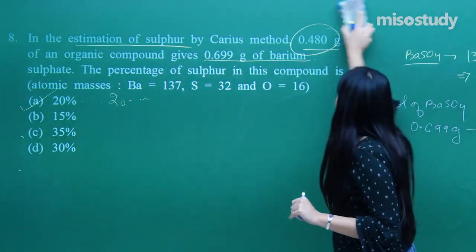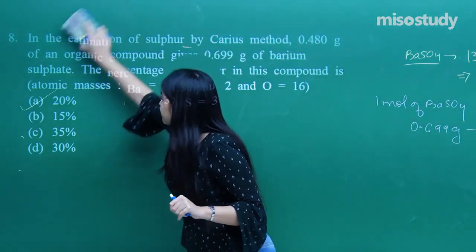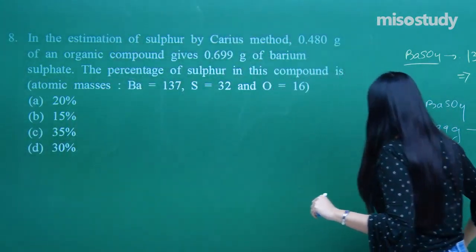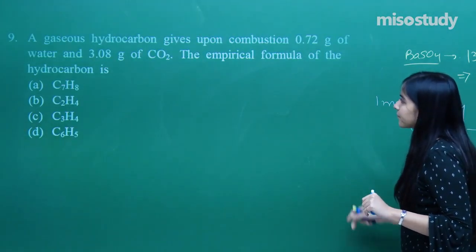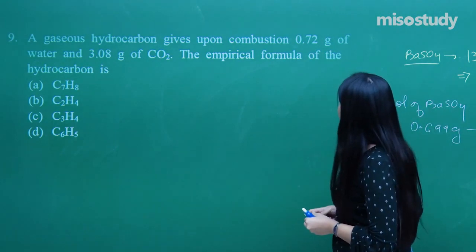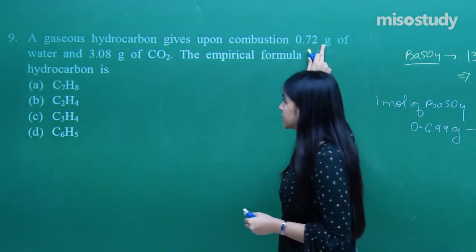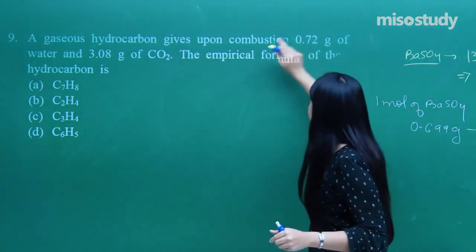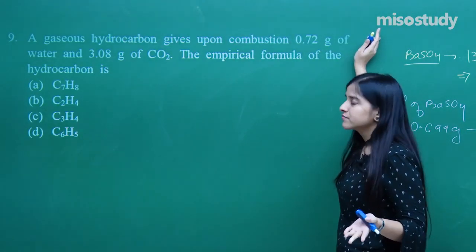Now let's move on to the second last question of the questionnaire. I hope everybody is enjoying the numericals. A gaseous hydrocarbon gives, upon combustion, this much grams of water and this much grams of carbon dioxide. Find the empirical formula of the hydrocarbon.